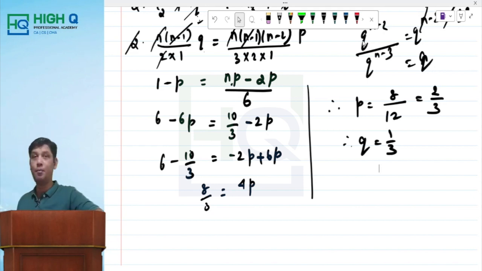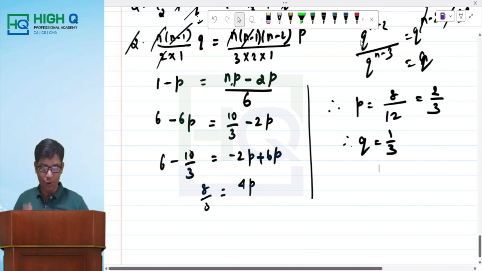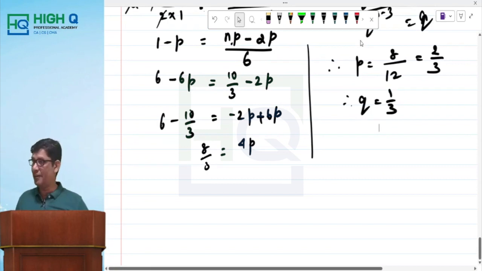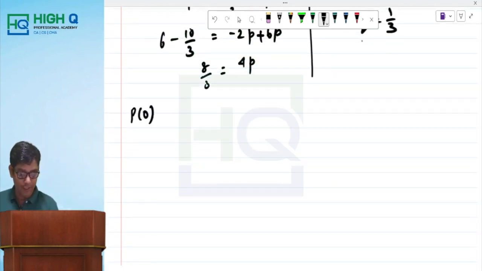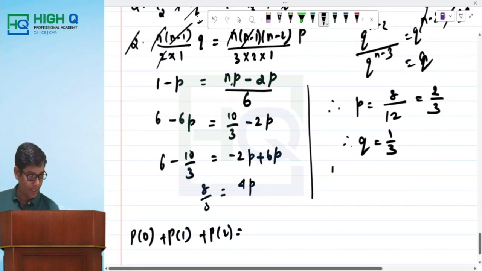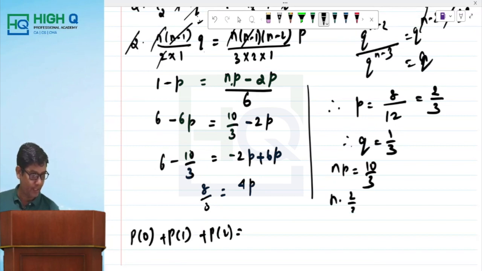See, knowing the problem after that leaving, it's always Gettama. So please remember that. Now, we got P value, Q value, X value, everything. Now, P of 0, P of 1, P of 2. So what exactly will come? N value we got, no? Oh, sorry. NP is 10 by 3. N into 2 by 3 is equal to 10 by 3. 3 cut. So what is N equal to?